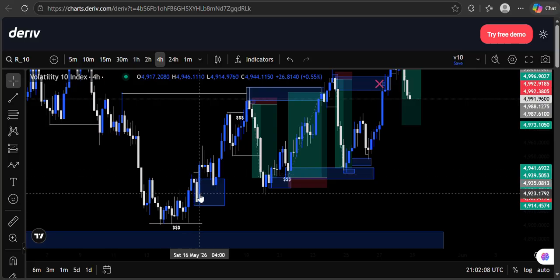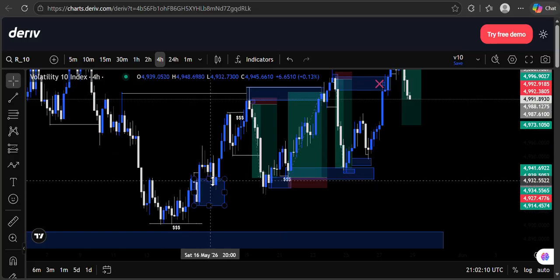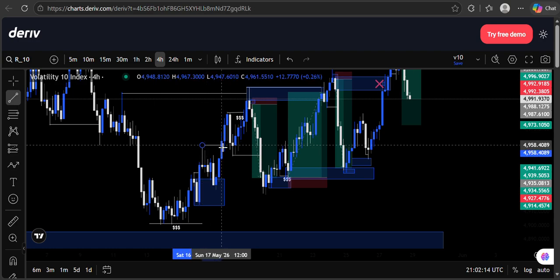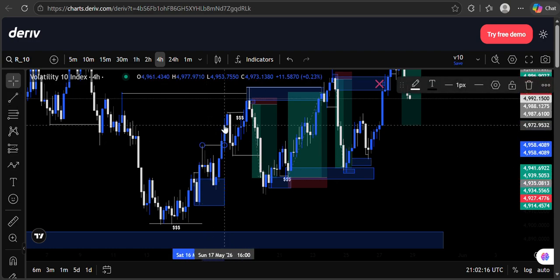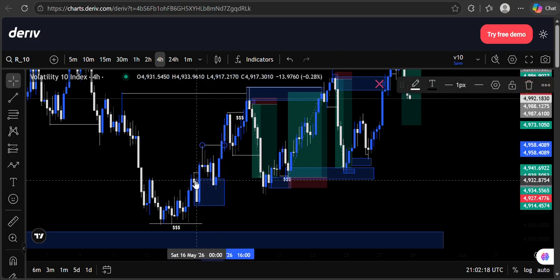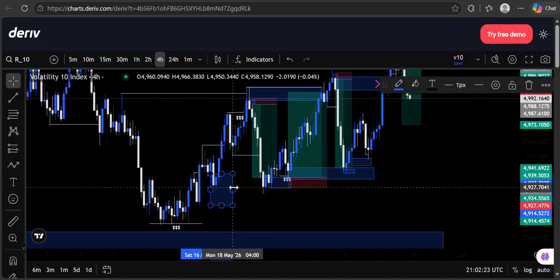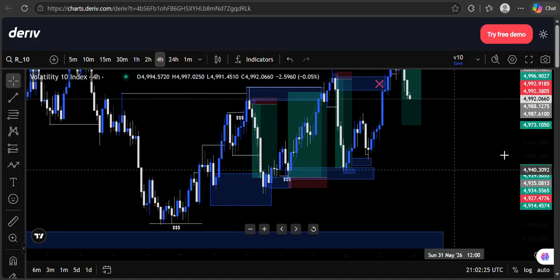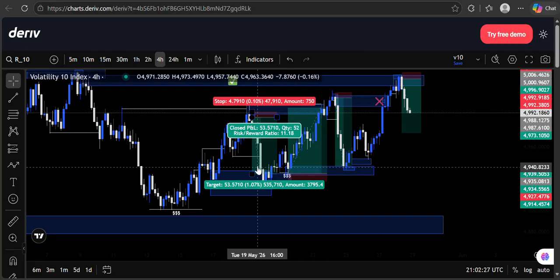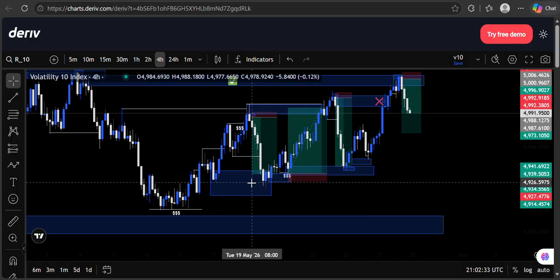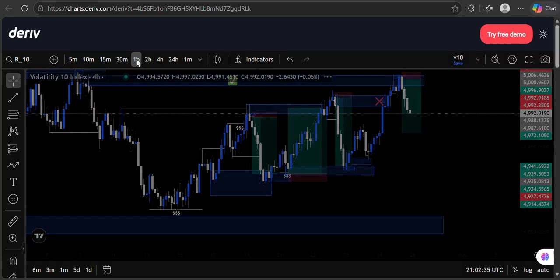Remember, we have a break of structure here caused by this particular zone. Then there was another break of structure here to the upside, caused by this particular zone. So at this zone, we have this order block in a demand zone, meaning the zone where we exited this trade is a very, very significant zone which price will likely react to. Now let's come down to a 1 hour time frame.